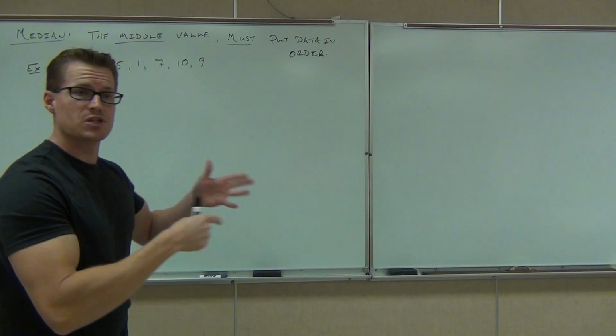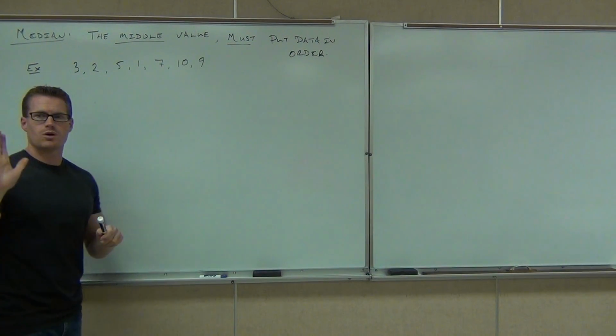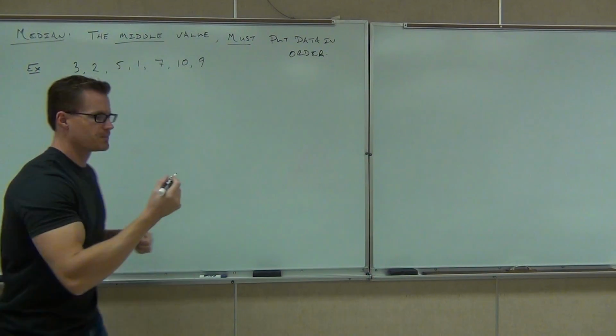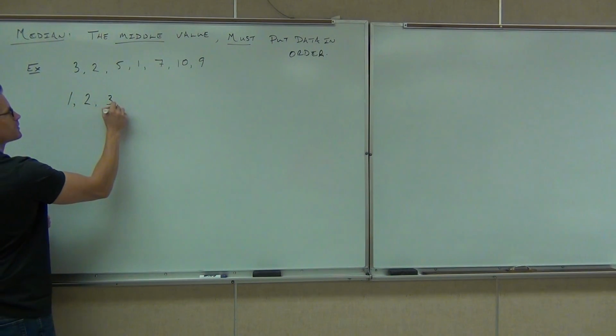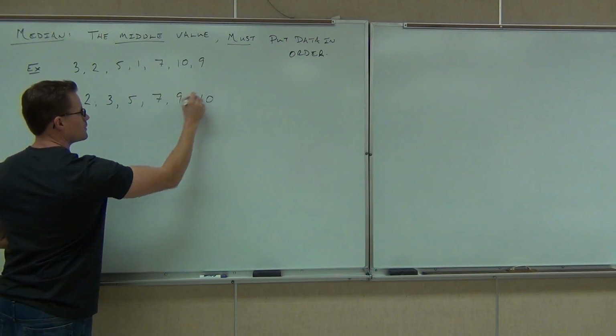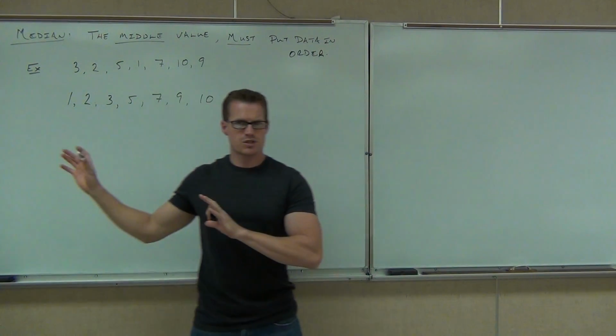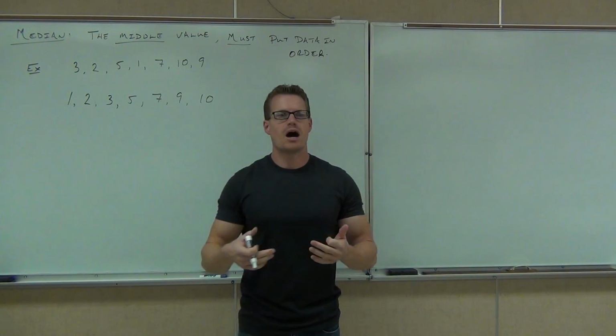So in our case, we're going to put this in order. What's the first number I need to write there? 1. We're going from smallest to largest. And then? 2. And then? 3. 5, 7, 9, 10. Do we have all the numbers listed? Yes. Okay, and they're in the correct order, smallest to largest. Now we can find the median.